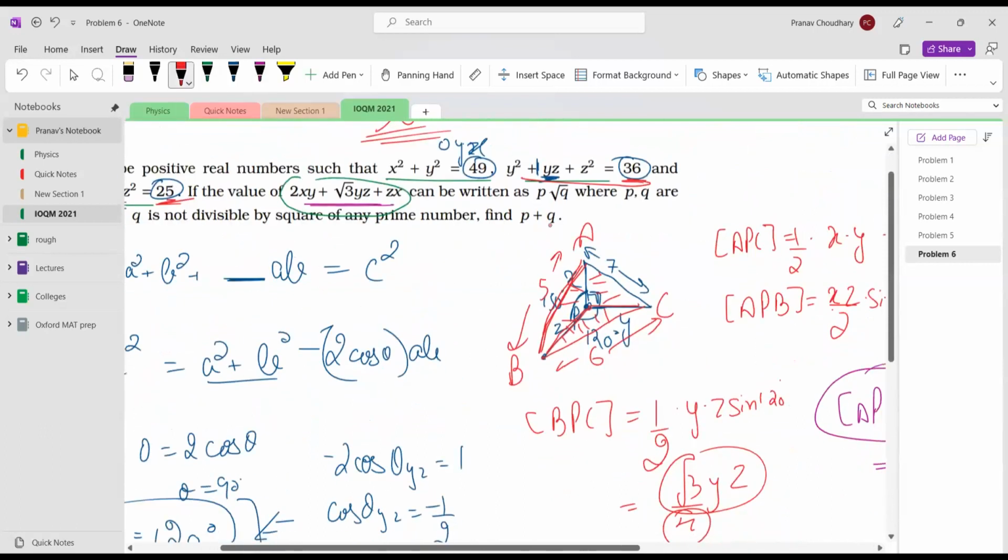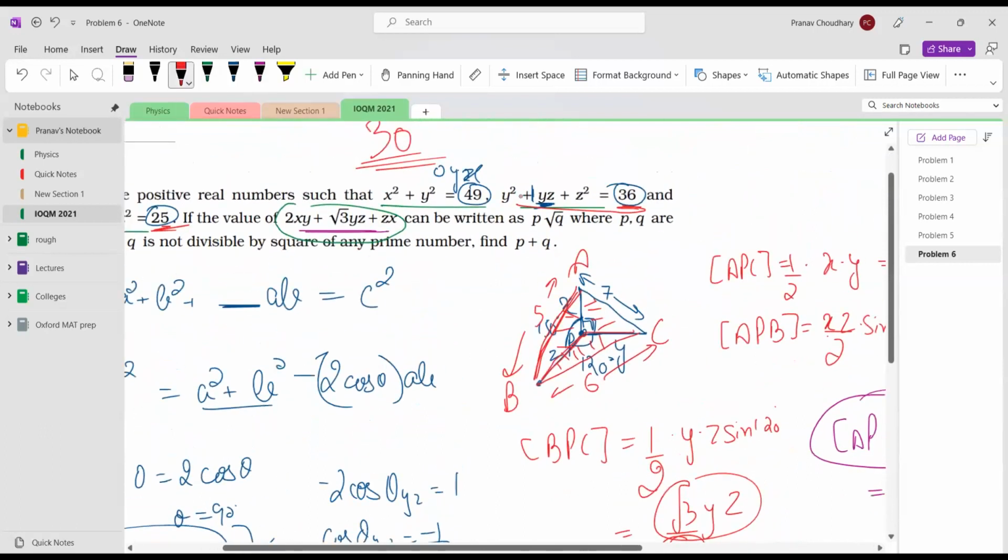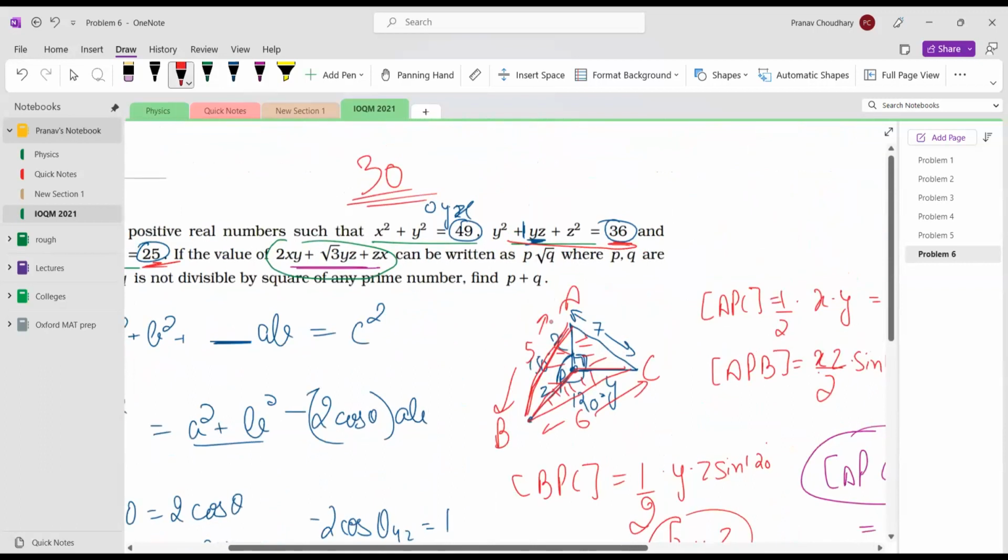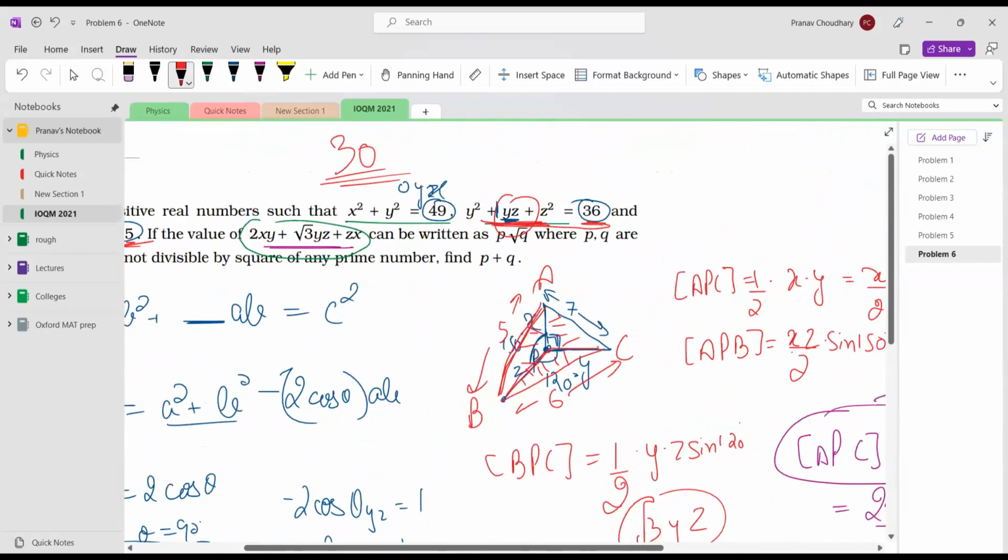This was a lovely question, like realizing that you have to use cosine rule here, like find the angle between xy, yz, and zx. And you see that these things form a triangle. And realizing, again, that you have to calculate the area of this triangle is kind of hard. Okay, so these are the first 6 questions. And now we'll move on to the next 6 questions.